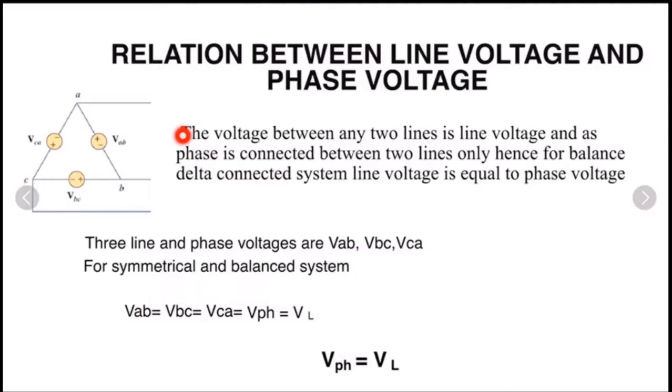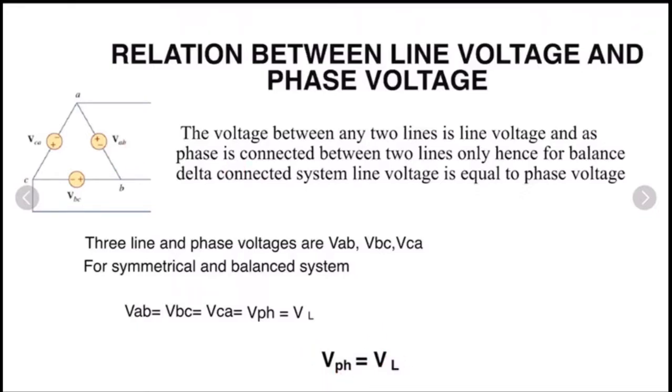Then what is phase voltage? Phase voltage is the voltage across a single, particular phase. For this case, this part is your phase. So the voltage across A and B is again a phase voltage. So we can easily observe that in case of delta, line voltage is equal to phase voltage.